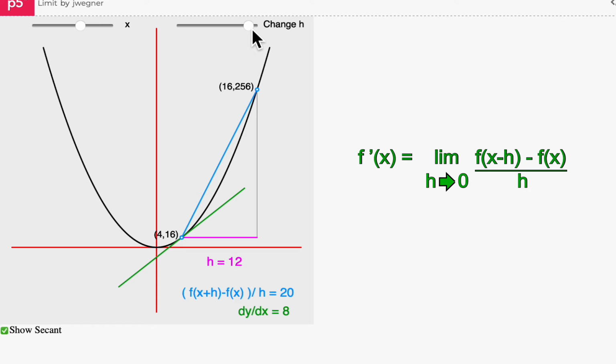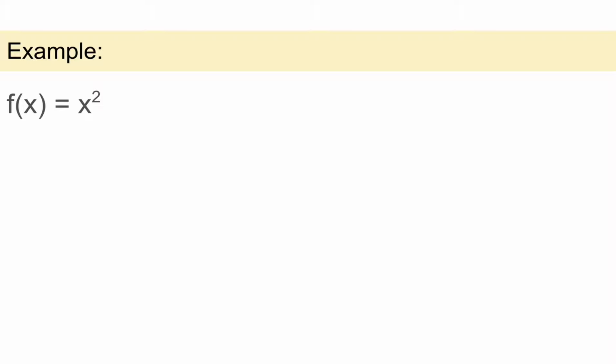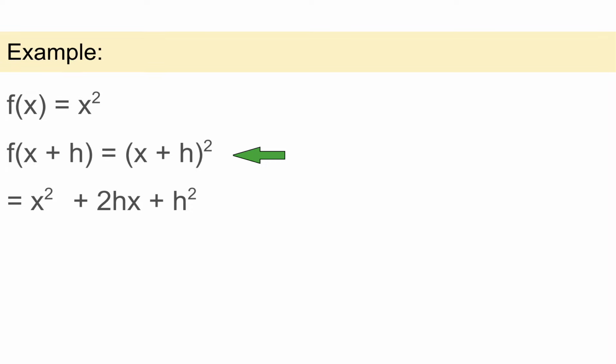The derivative of a function is defined like this. It is the gradient of the secant as h goes closer and closer to 0. Let's do an example. In this example, the function is equal to x squared. To calculate the gradient, we need to also calculate f(x plus h), which is equal to (x plus h) to the power 2, and expands to x squared plus 2xh plus h squared.